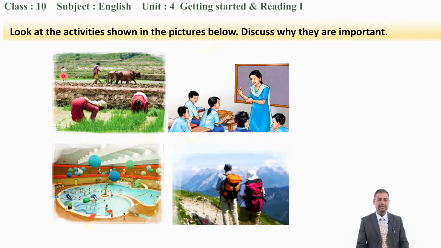Now, what do you see in the first picture? You can see the women are planting, and then you can see men are plowing with the oxen. And what about the second picture? All right. The teacher is teaching there, and the students are learning. In the third picture, what do you see? Yes, people are swimming in a pool. Likewise, what do you see in the fourth picture? What are they doing? Yes, they are visiting a place.